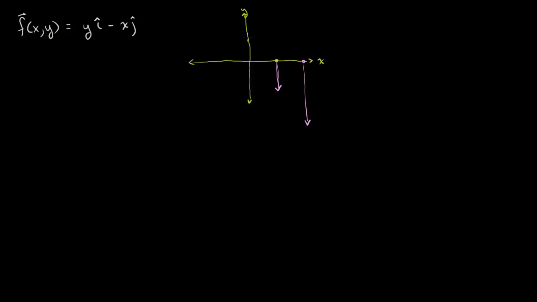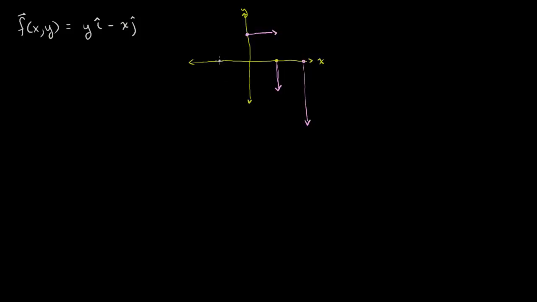Likewise, if we were to go here where y is equal to 1 and x is equal to 0, we have 1i plus minus 0j. So then our vector is going to look like that at this point. And if we were to go to 2, you can get the picture. You can keep plotting these points. You just want to get a sense of what it looks like.